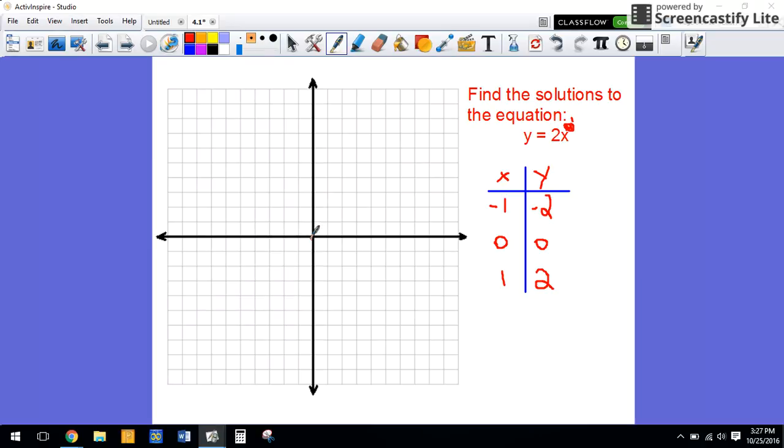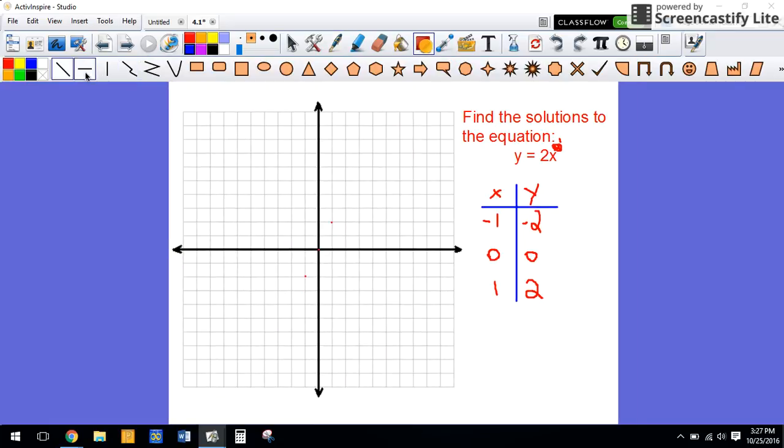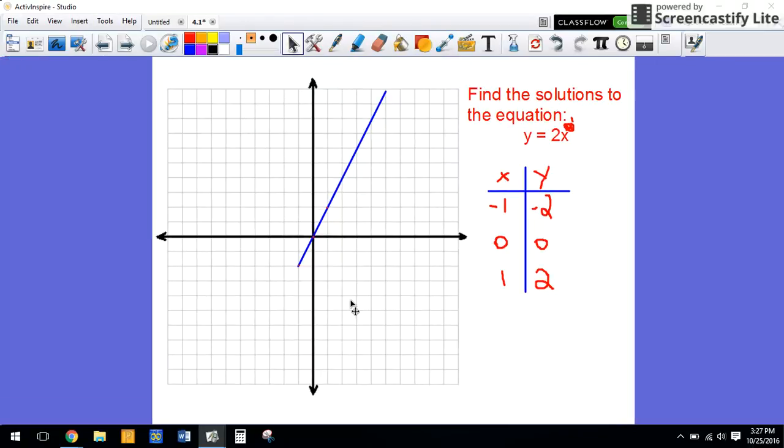So now we come over here to graph it, and I go -1, -2. Make sure your points are very small. Then we've got 0, 0, and 1, 2. Now, I don't have a ruler here, so I'm going to kind of cheat a little bit and use a straight line to connect my points. You are going to make sure that your line goes clear across your graph and that you put arrows on the ends of your lines.